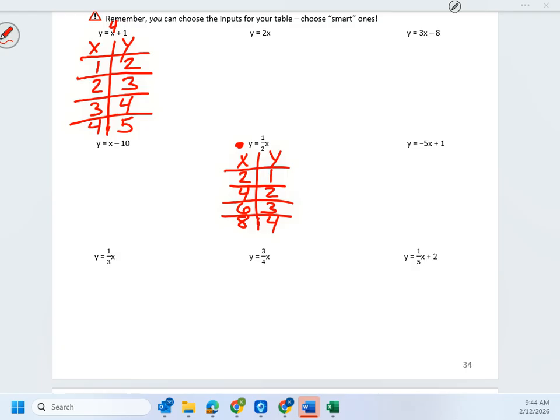If it's multiplying by a fraction, make the smart choice and do multiples of that denominator. So if there's a 2 on the bottom, I did 2, 4, 6, 8. If there's a 3 on the bottom, 3, 6, 9, 12. Make it numbers that you can divide evenly to get a whole number for your Y.